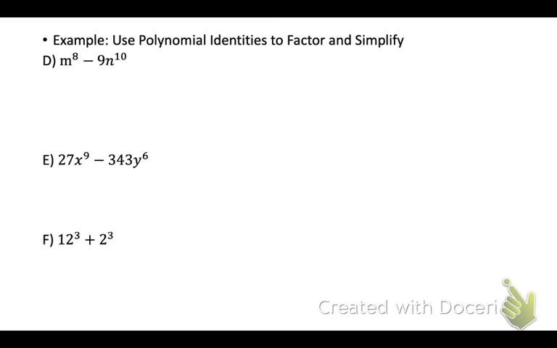Four m to the 8th minus 9m to the 10th. I see a minus. So I'm hoping for what? Difference of squares. Is it? Yes, because both exponents are even and 9's a perfect square, right? Okay, so try it on your own.